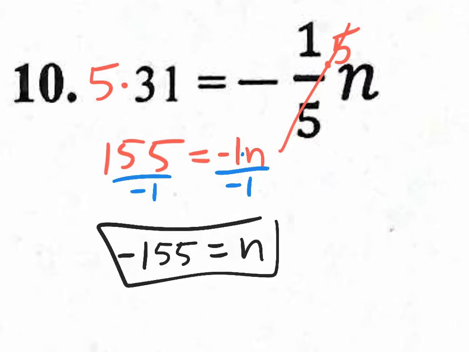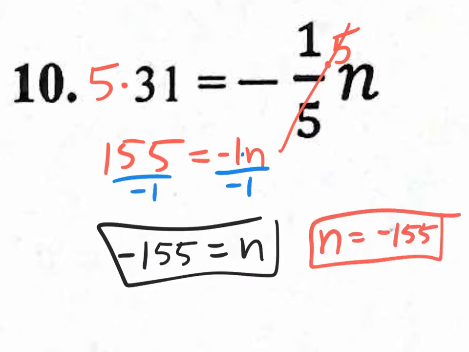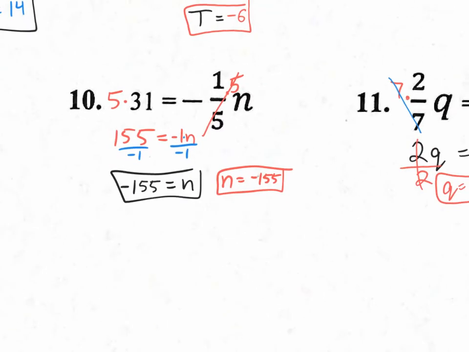There's your answer. Or a better looking answer would be writing the n first and the negative 155 second. Either, it doesn't matter. Obviously, this looks nicer because they're saying solve for n. What does n equal? N equals negative 155. But if you put that, you get full credit anyway. Let's move on to number 12.